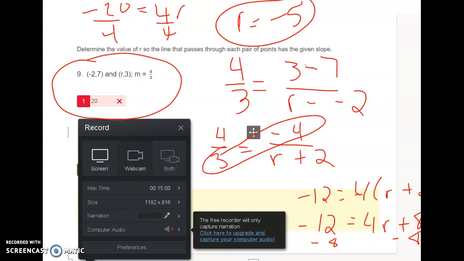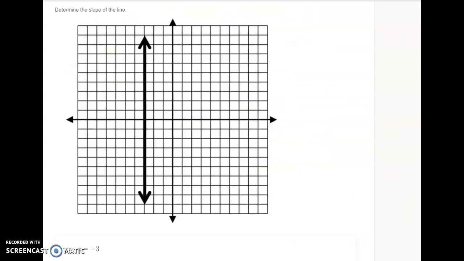And then if you came to this one, it says determine the slope of the line. I know a lot of you did watch the video. So the slope of any vertical line, your answer should have been undefined.